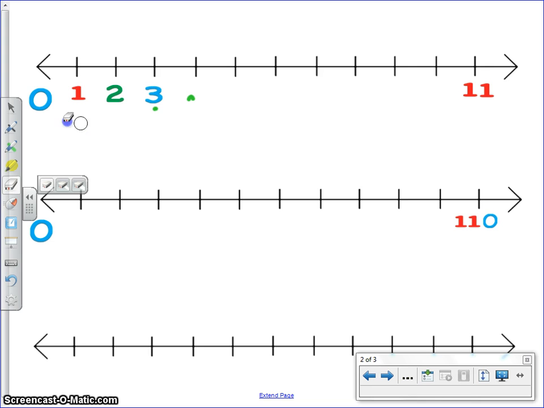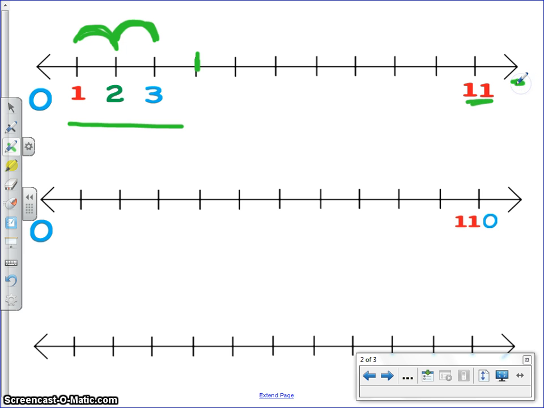Number lines will always continue in the same pattern. This top number line is always going to increase by 1 between each of these points. That will never change. The distance between each line will always stay the same. So this top number line increases by 1 between each of its points, all the way up to 11. And this arrow represents that if we kept going, we could continue this pattern forever, and it would always increase like that.